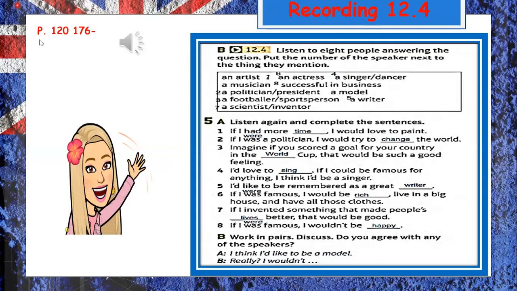8, What would I want to be famous for? I wouldn't like to be famous. If I were famous, I wouldn't be happy. No, I prefer just being me, thank you.